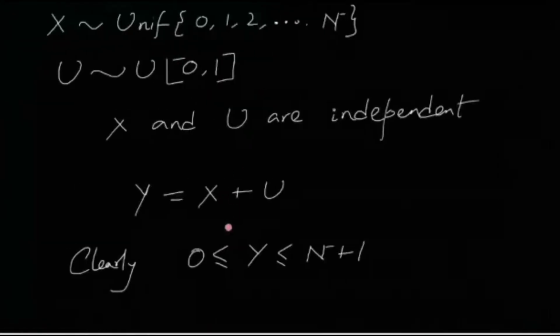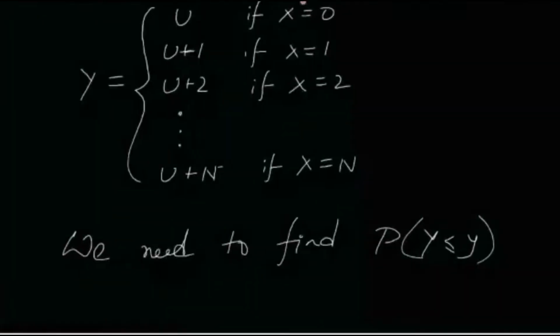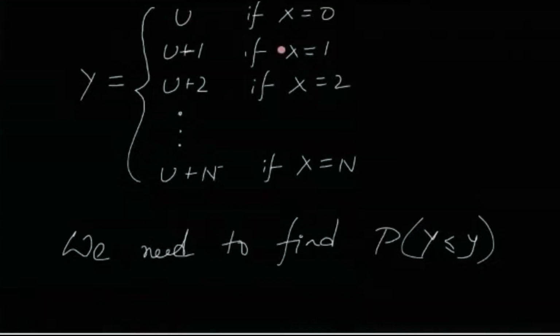Now Y can be written as U if X is equal to 0, because Y is X plus U. So if X is 0, then Y is equal to U. If X is 1, then Y is U plus 1. If X is 2, it's U plus 2, and so on. If X is n, then Y is U plus n. We need to find the CDF.